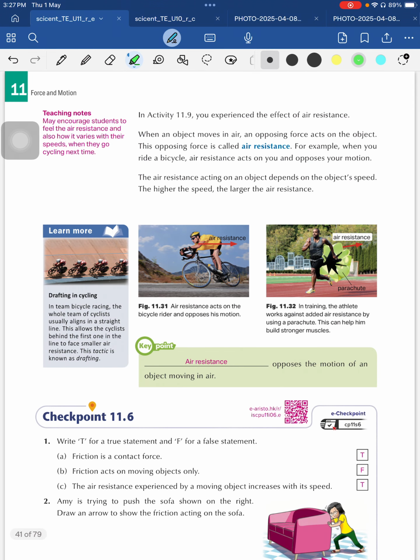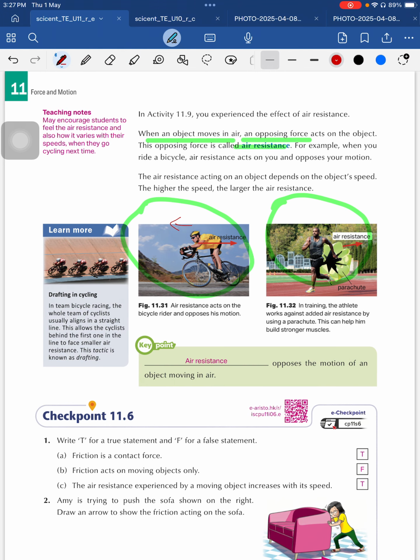So what we have here is that if an object moves in air, there will be an opposite force acting on the object, and we name this force air resistance. No matter whether you ride a bicycle, just like here, or run with a parachute at the back in running training, all of them will create air resistance. And again, just like friction, the air resistance will oppose the direction you're moving. So air resistance will oppose the motion of an object moving in air.